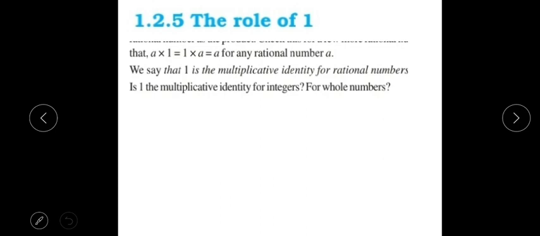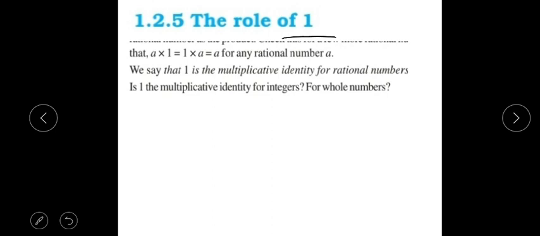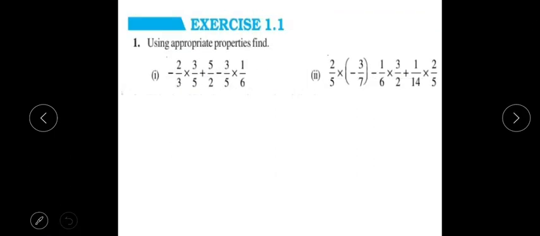Now, the role of 1. If we multiply by 1, from either the right hand side or the left hand side, the result remains the same. So 1 is called the multiplicative identity of the rational numbers. Now what you have to do is complete the first question of the exercise, and this is the homework for today.